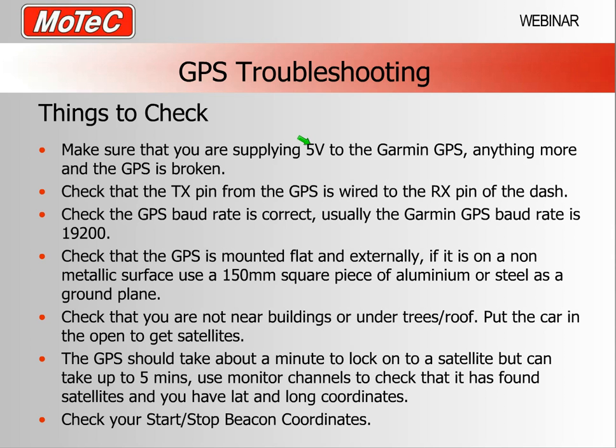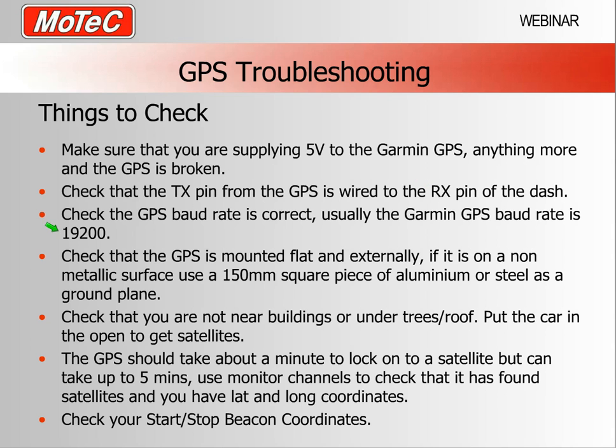This is something you need to make sure before you wire it, and make sure at all times that is the case. You need to check that the transmit pin, the TX pin from the GPS, is wired to the receive pin or RX pin on the dash. You don't need to remember this, you just need to make sure that you follow the wiring diagram instructions that are supplied with the GPS. So transmit from the GPS, receive into the dash is what you need to remember.